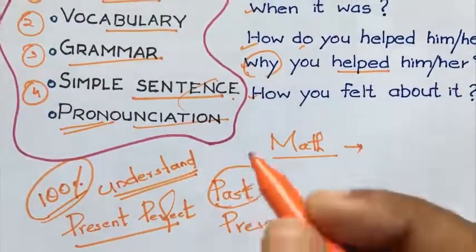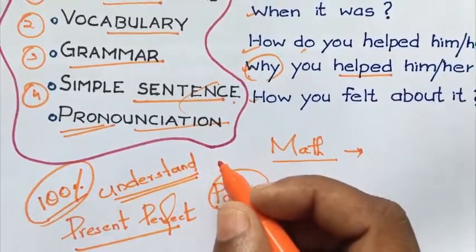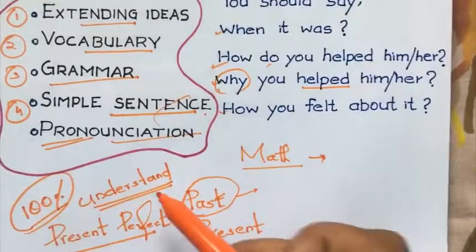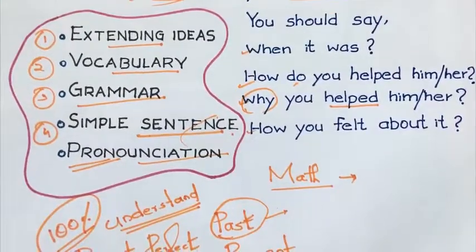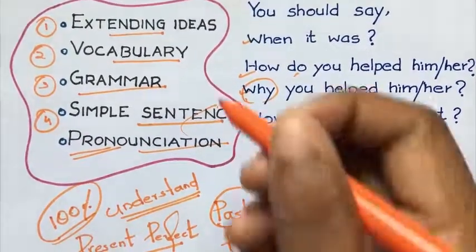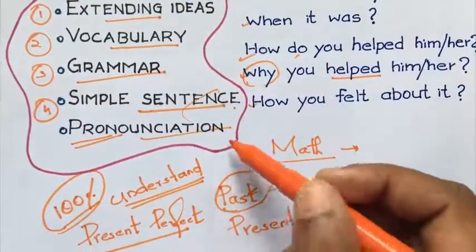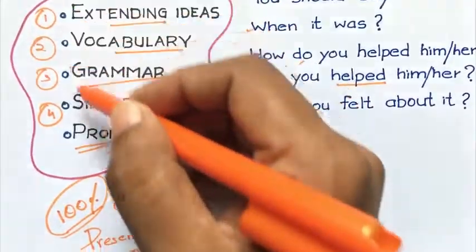You may not have sufficient vocabulary as well, but vocabulary you can boost up. Pronunciation is hard to learn overnight, right? But vocabulary you can learn overnight. Speaking also you can learn overnight. So it is always best to use these four tips when you speak.